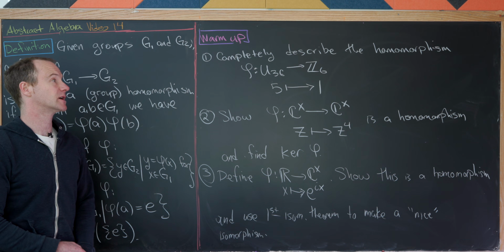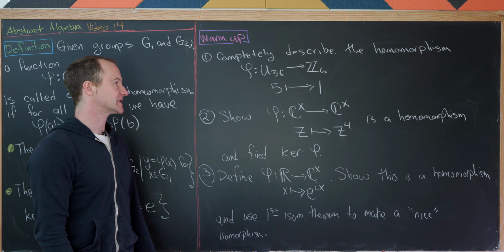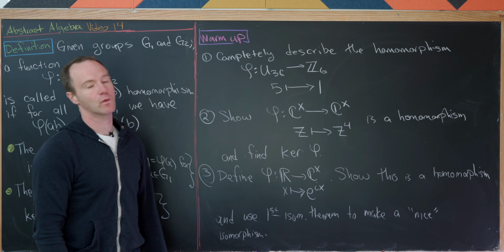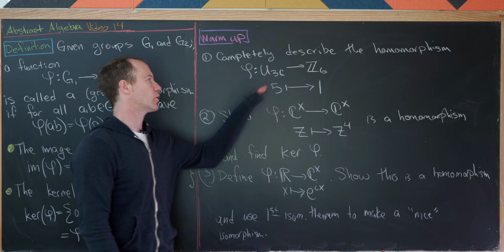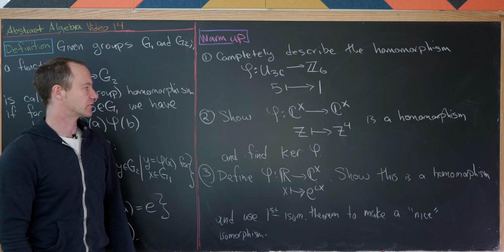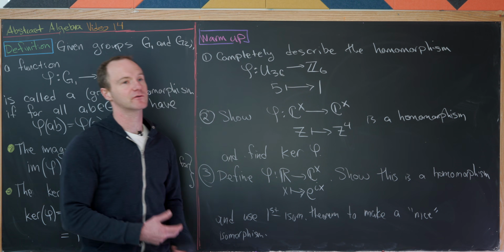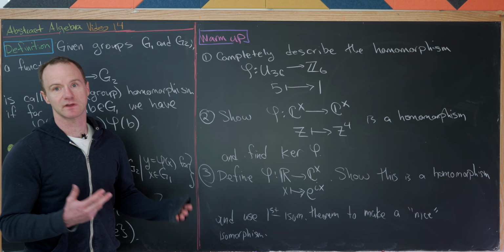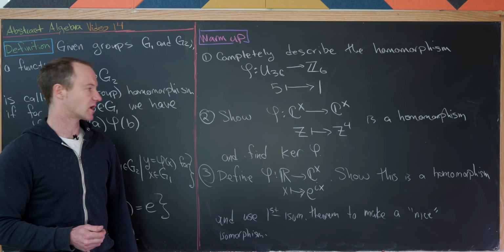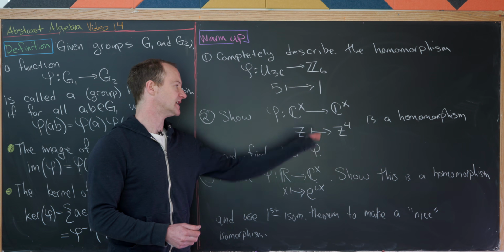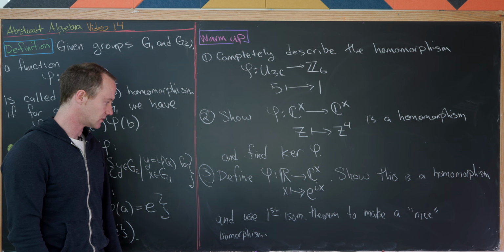The first is to completely describe the homomorphism phi from U36 to Z6 that takes 5 to 1. Be careful here because U36 is a multiplicative group, whereas Z6 is an additive group. Next, let's define phi from the multiplicative group of complex numbers, so that's everything except for 0, to the same multiplicative group of non-zero complex numbers, that takes z to z to the 4th power. Let's show that's a homomorphism and find its kernel.